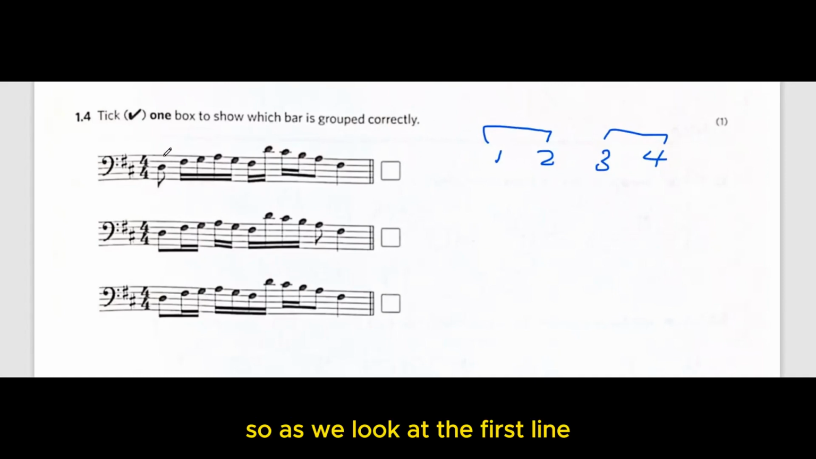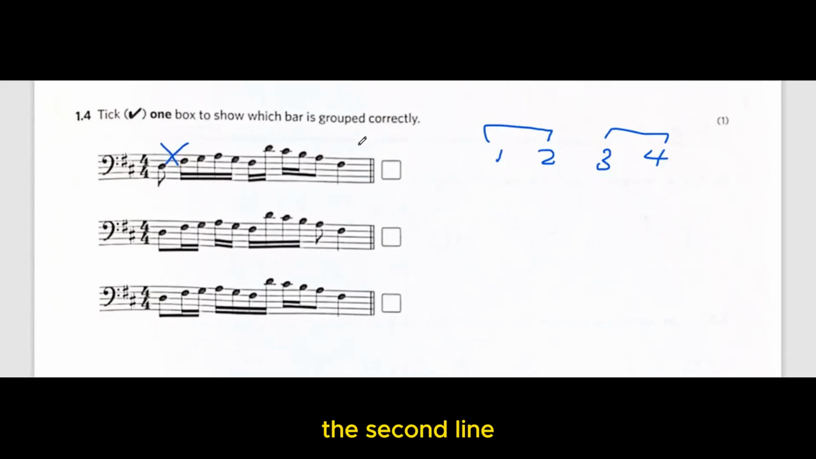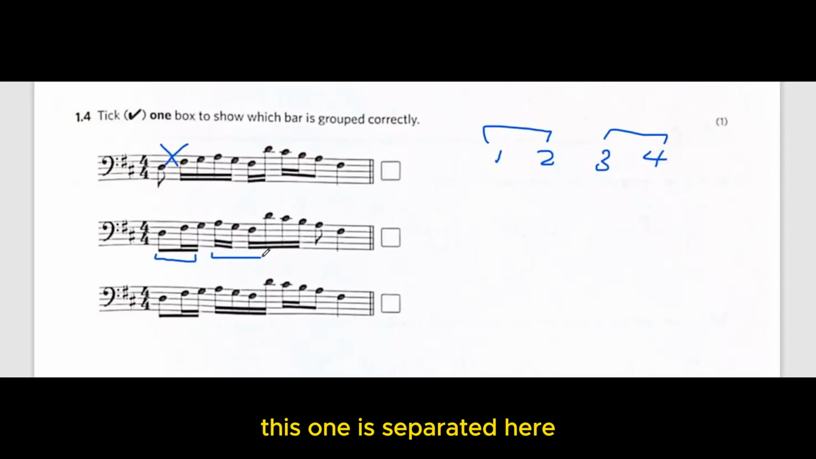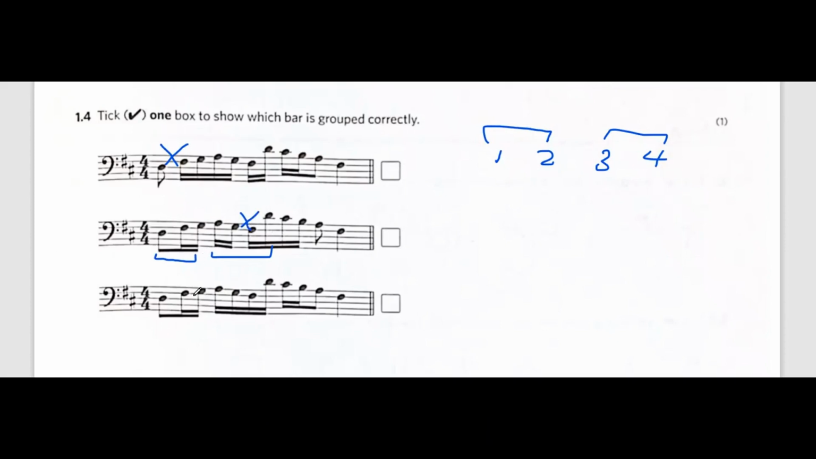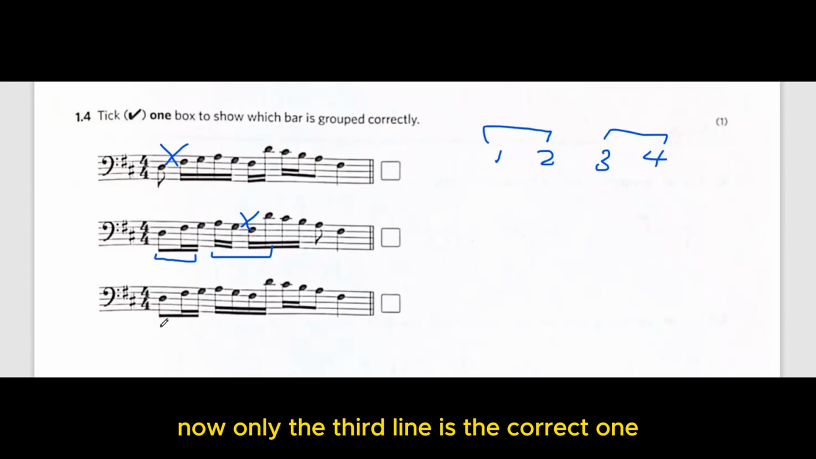So as we look at the first line, this quaver is separated from the next group of 4 semiquavers, which is incorrect here. The second line, we have the first group as 1 beat or 1 crotchet, but the second group, this one, is separated here and connected to the third beat. So the grouping here is also incorrect. Now only the third line is the correct one.